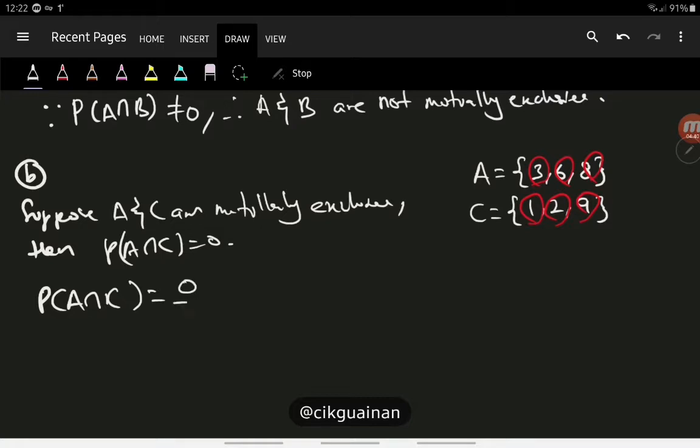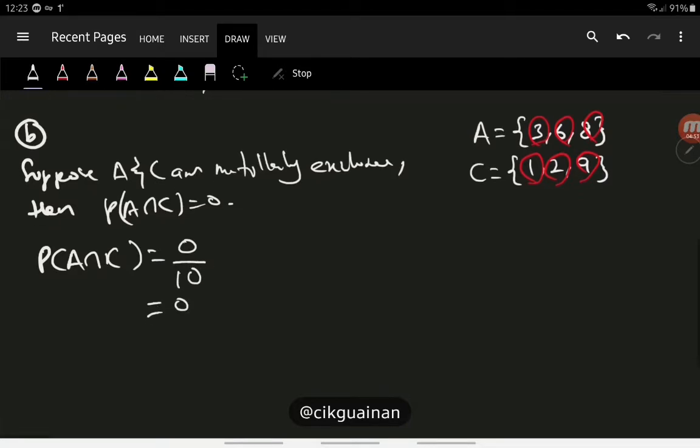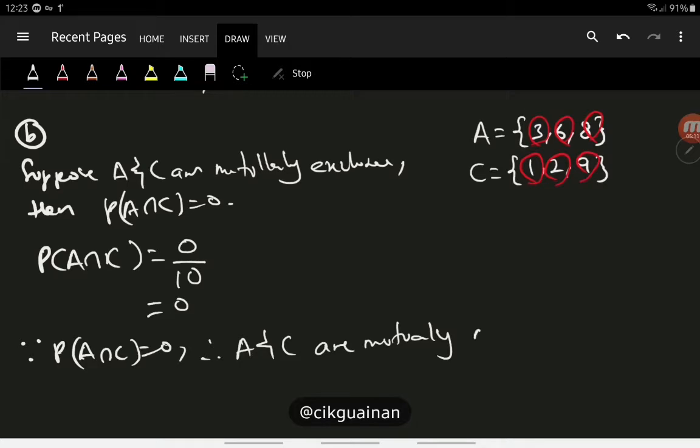So it's 0 over the number of sample space, the integers from 1 until 10, which is 10. So it's 0 over 10, which is 0. Since P(A intersect C) equals 0, therefore A and C are mutually exclusive.